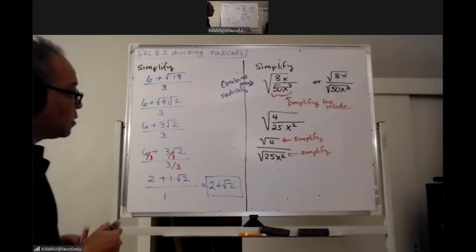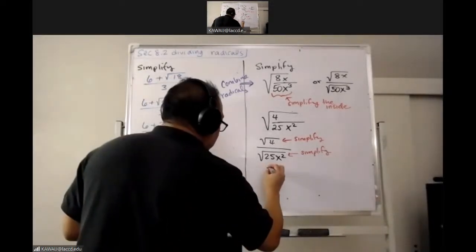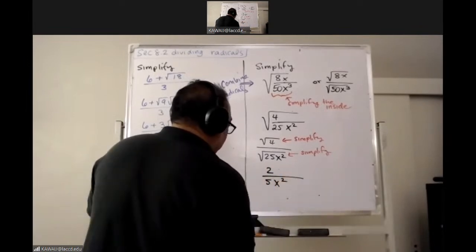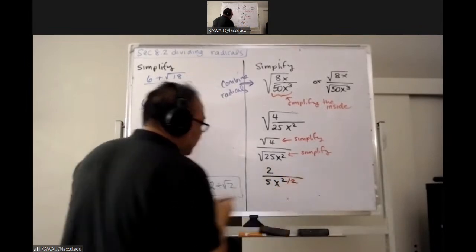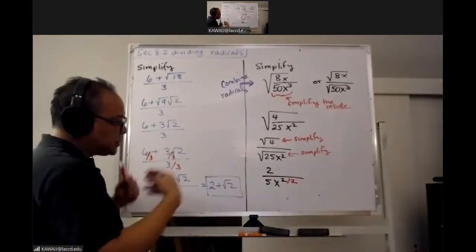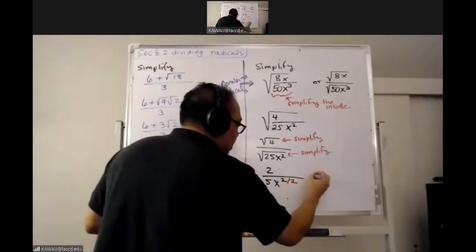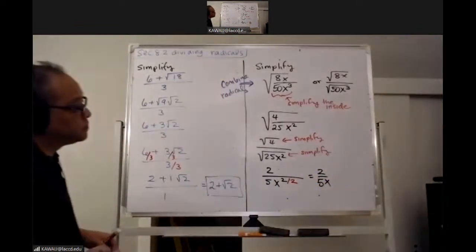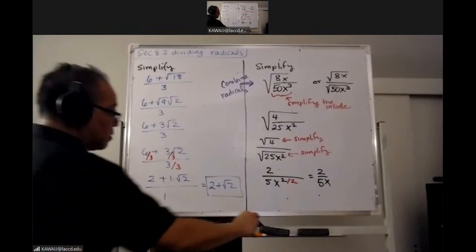Okay. So square root of 4 is 2. Square root of 25 is 5. And then x squared divided by 2. When we divide it by the index, it pulls it out of the radical. Okay, let's try that again.